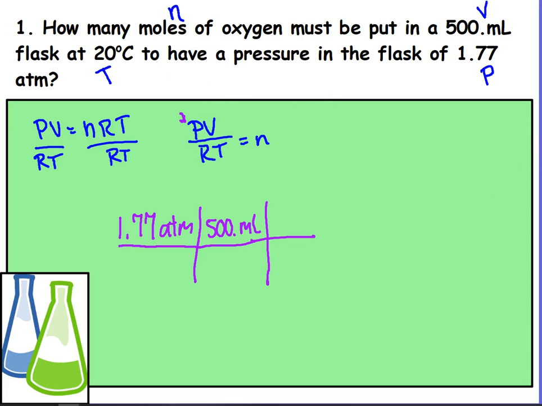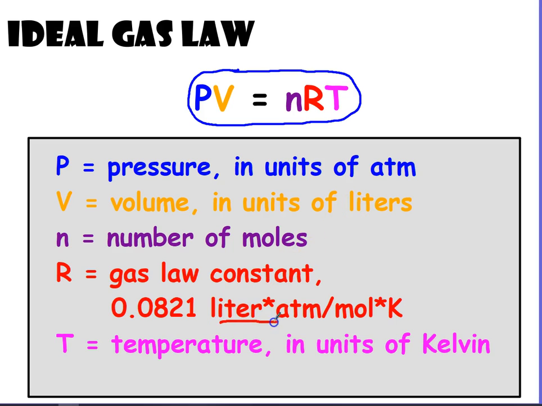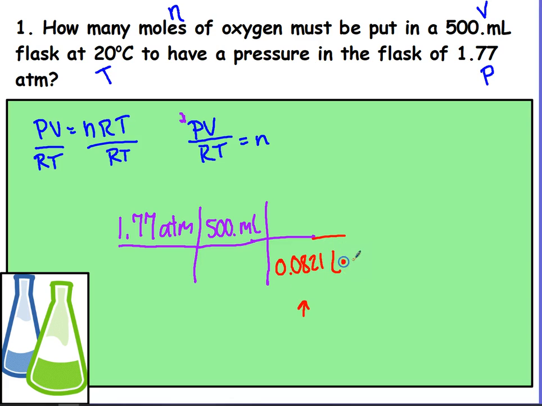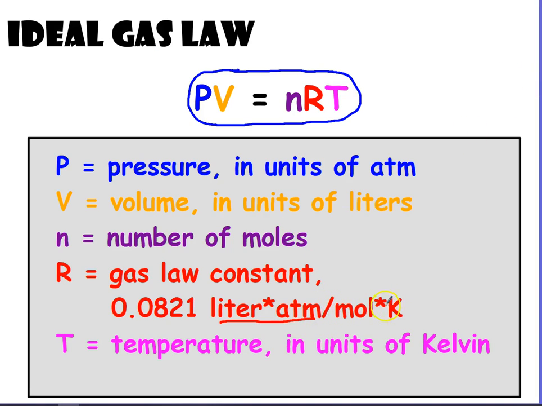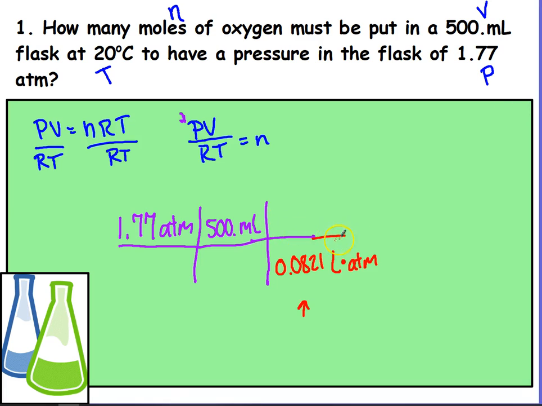Divided by R. R is always going to need its own column, so I'm going to put R here. Since I'm dividing by R, R is going to go at the bottom right here. It is 0.0821. If we go back to the units, on the previous slide, it is liters times atmospheres divided by moles times Kelvin. Remember, this line right here means divided by moles times Kelvin. Okay, and there's my R.